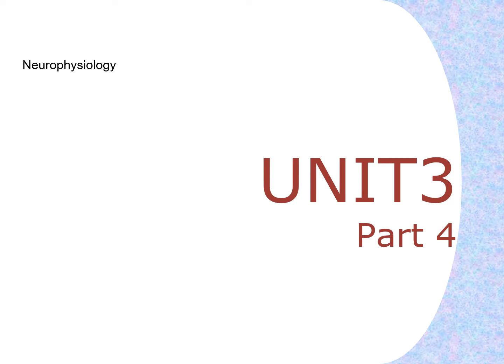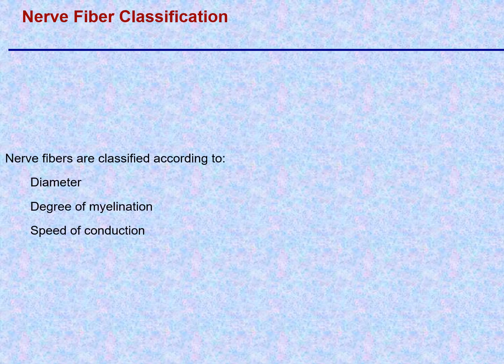All right, this is Unit 3, Part 4. We're continuing with neurophysiology, the function of neurons. Now, up until now, we've spoken about the cells that are in the nervous system, supporting cells, and also neurons. Then we talked about neuron function, but I just want to talk a little bit more now about the interaction between neurons.